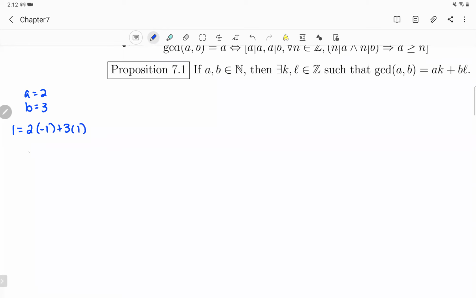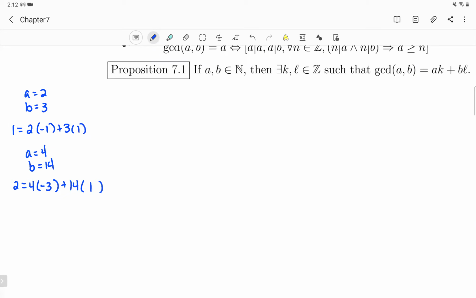Let's do one where it's not 1. Let A equal 4, B equal 6. Well, that's still too easy. A equal 4, B equal 14. What is their greatest common divisor? 2. Can I make a linear combination like this where I multiply 4 by something and 14 by something and get 2? 4 times -3 and 14 times 1. That's what we want to prove here, that no matter the situation, I can always make that happen.